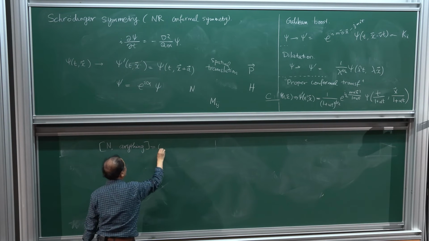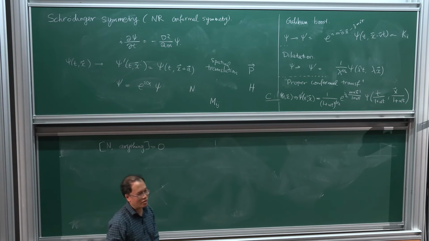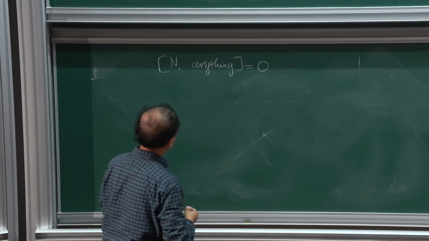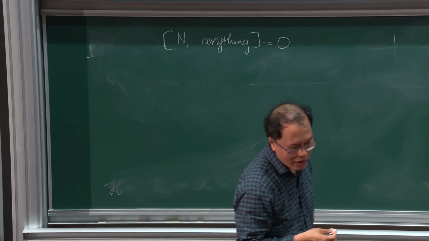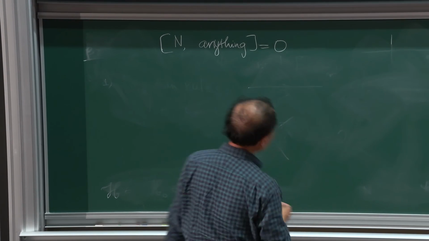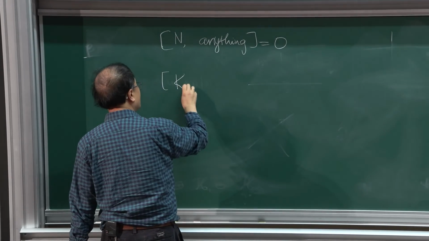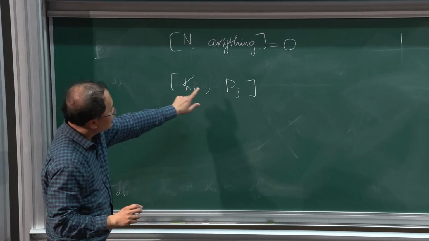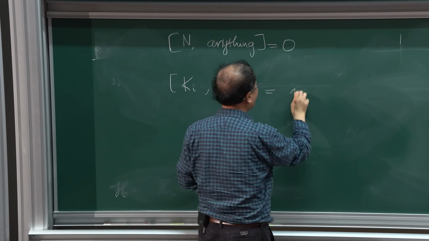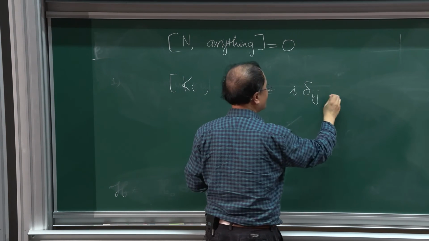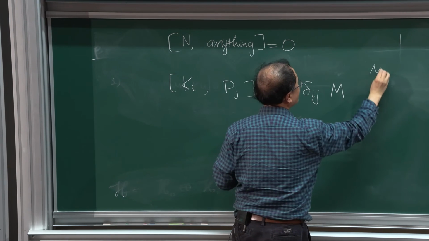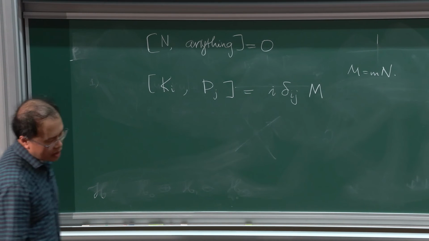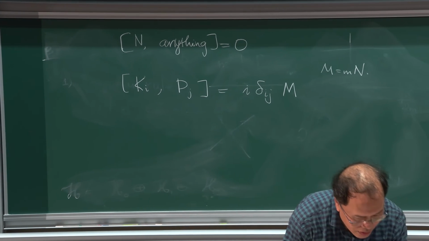N and anything is 0. N is the operator of the number of particles. All the other operators are neutral with respect to this N. Another interesting fact is that K is the Galilean boost, and the momentum commute to i delta_ij times the mass. So M is equal to M times N. N becomes the mass. That's an interesting thing.